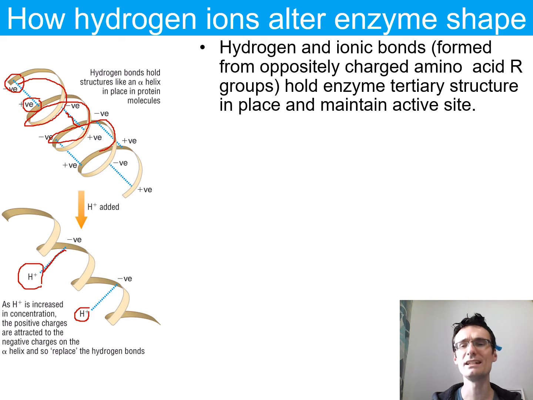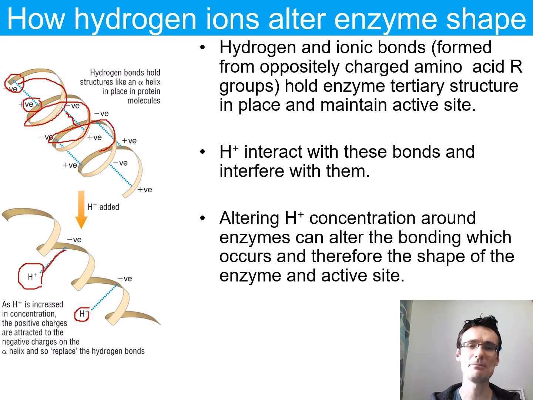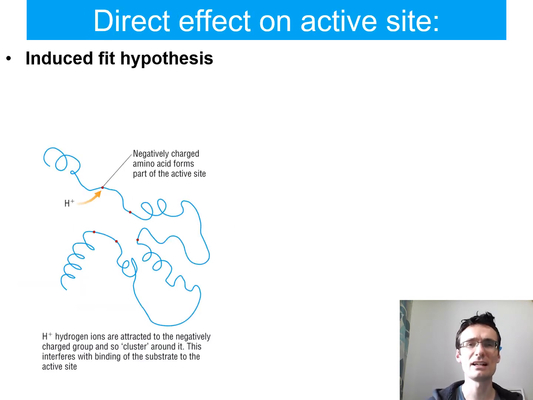So by altering the pH, you're altering the hydrogen ion concentration that the enzyme is used to being in, and that means it might start forming hydrogen bonds with the actual solution it's in, not within itself. That interferes, and then what happens is the shape of the enzyme, and thus the active site, changes. It has a direct effect on the active site, as you know.